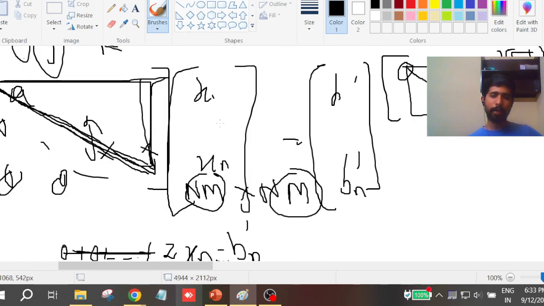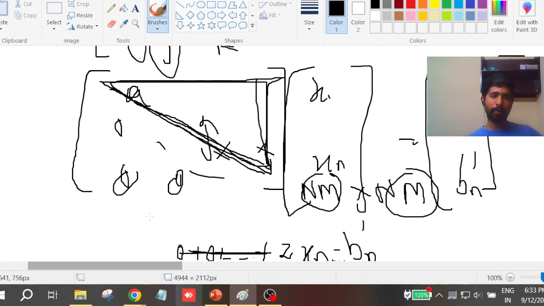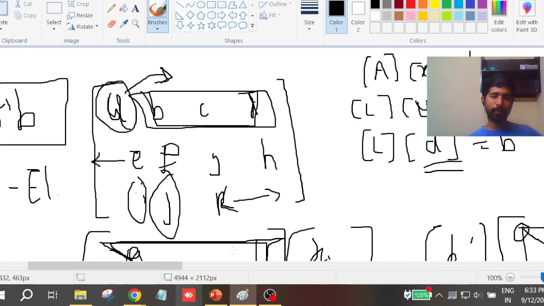Now once you find D, the system becomes upper triangular into X is equal to D. Here you can follow the same backward substitution and find X. So that is your LU decomposition.